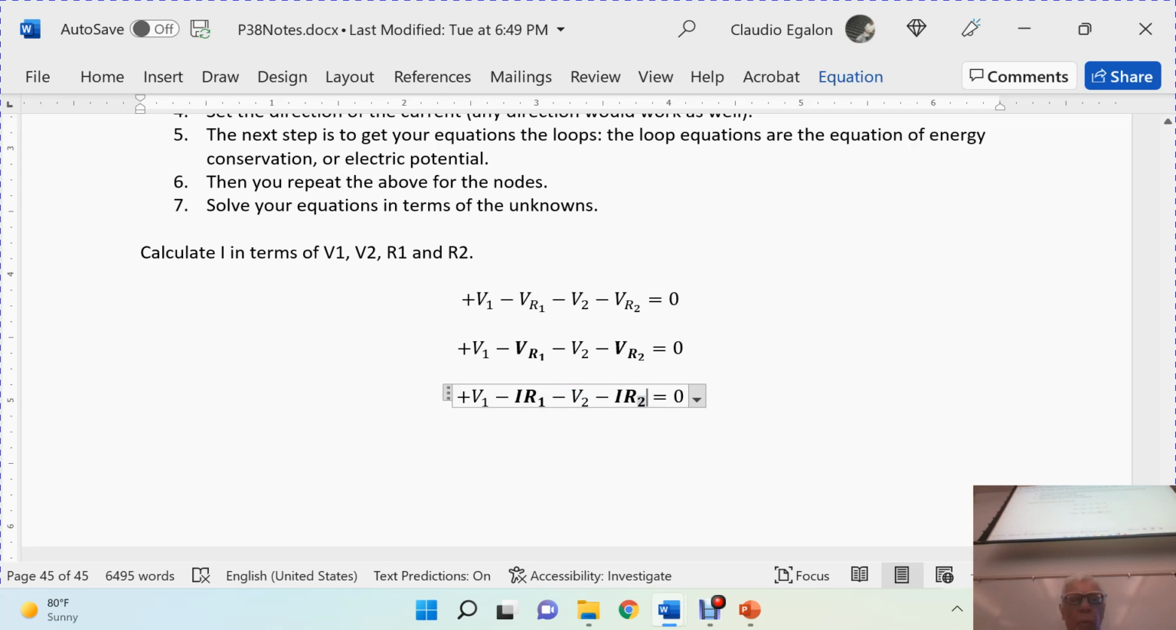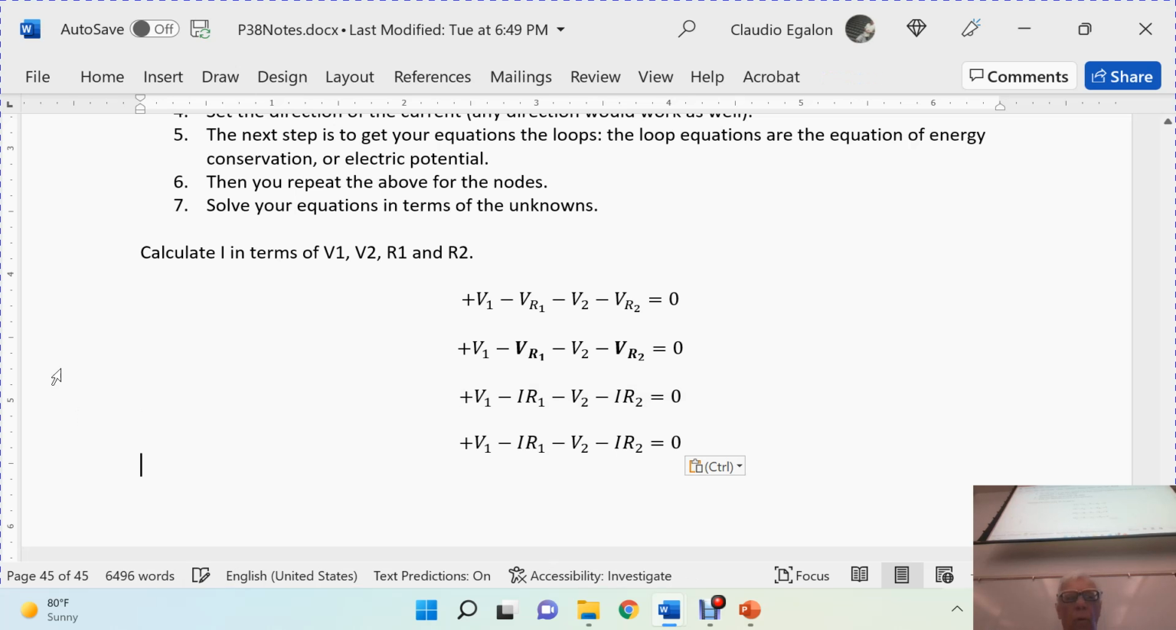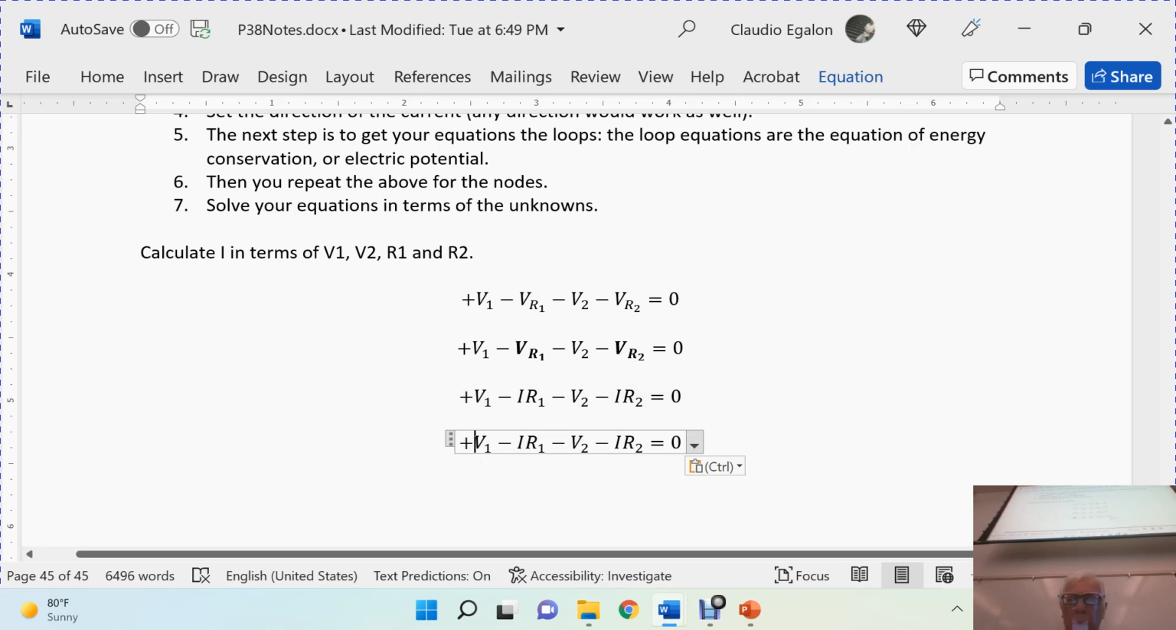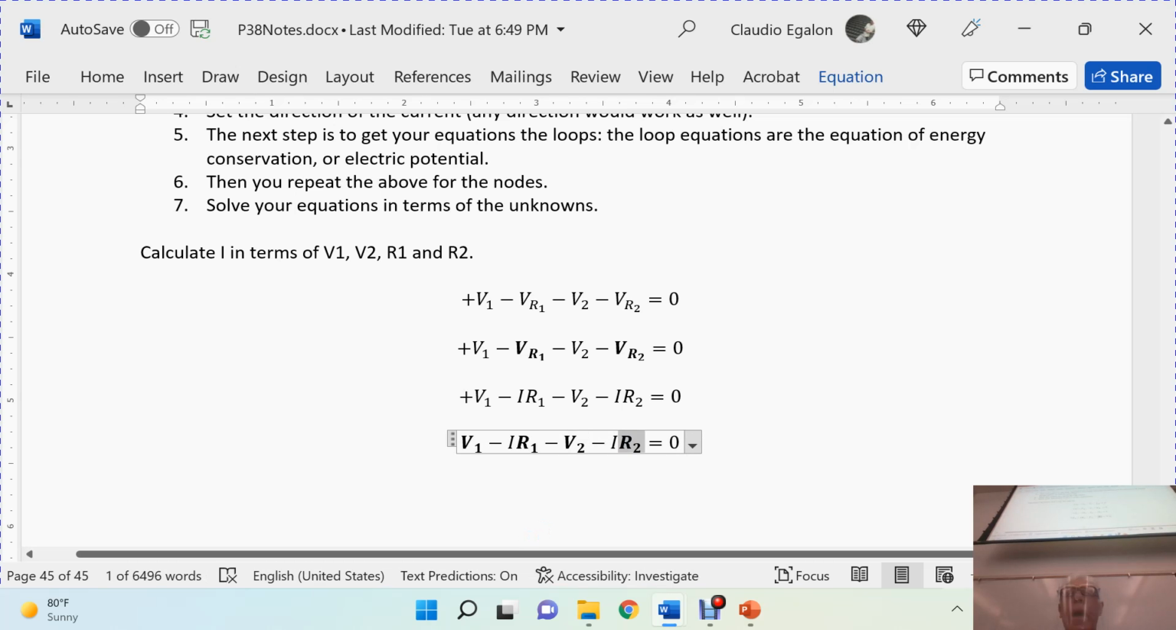And now what do we have? We have an equation, one equation. We know this guy, given. We know this guy. We know this guy. What we do not know is the I. One unknown and one equation. We can solve this equation. Let's combine the unknown with the known.